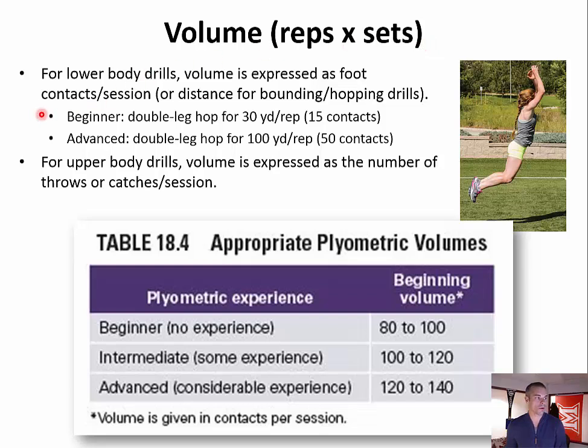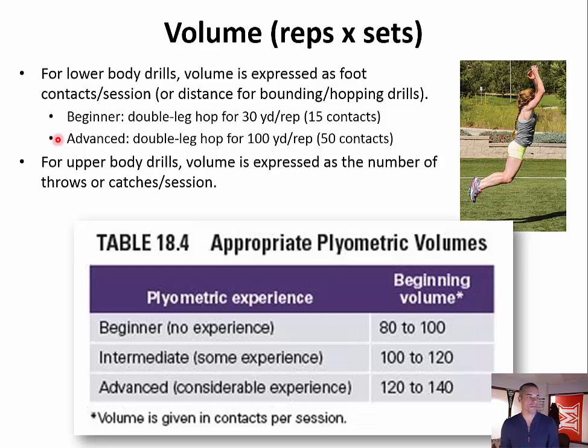So for example here, for an athlete who is new to plyometric exercise training, a beginner, you may have them perform an exercise such as the double leg hop that you see a picture of here, where the athlete is bounding forward or hopping forward horizontally, covering a set distance. Let's say you have the athlete perform this double leg hop for 30 yards per rep, assuming that each bound or hop covers 2 yards in distance. This would result in approximately 15 contacts to cover this 30-yard distance.